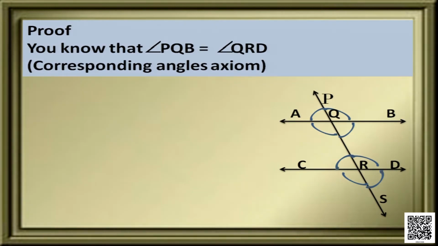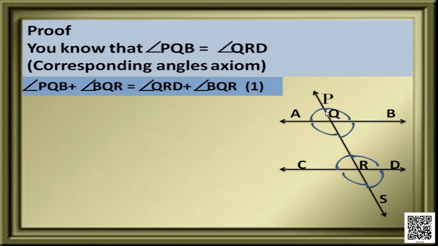You know that angle PQB and angle QRD, these are two corresponding angles, as AB and CD are parallel and these are the corresponding angles. So, corresponding angles are equal by corresponding angle axiom. Then PQB, add BQR on the both side. Here PQB and QRD on left side and right side, add the same on the both side, it will not change the value. So, PQB plus angle BQR is equal to angle QRD plus angle BQR.